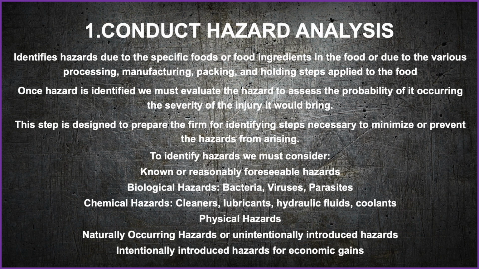1. Conduct hazard analysis. This identifies hazards due to the specific foods or food ingredients, or due to the various processing, manufacturing, packing, and holding steps applied to the food. Once a hazard is identified, we must evaluate it to assess the probability of it occurring and the severity of the injury it would bring. This step prepares the firm for identifying steps necessary to minimize or prevent the hazards from arising. To identify hazards, we must consider known or reasonably foreseeable hazards.